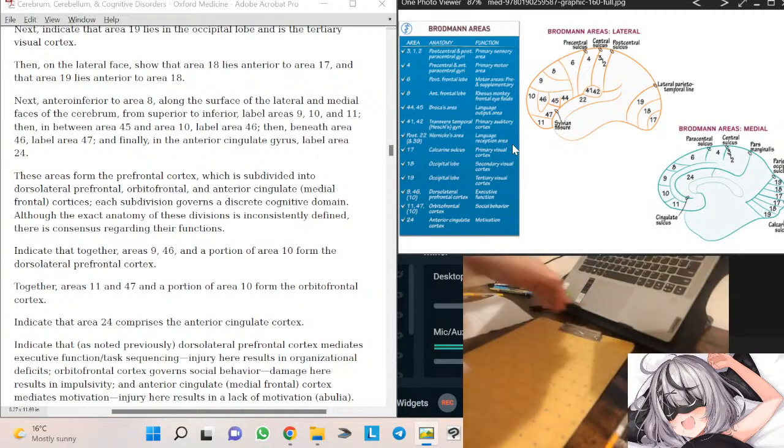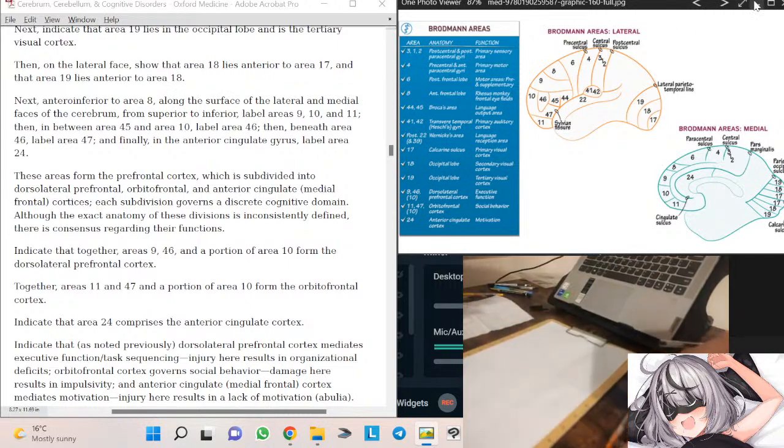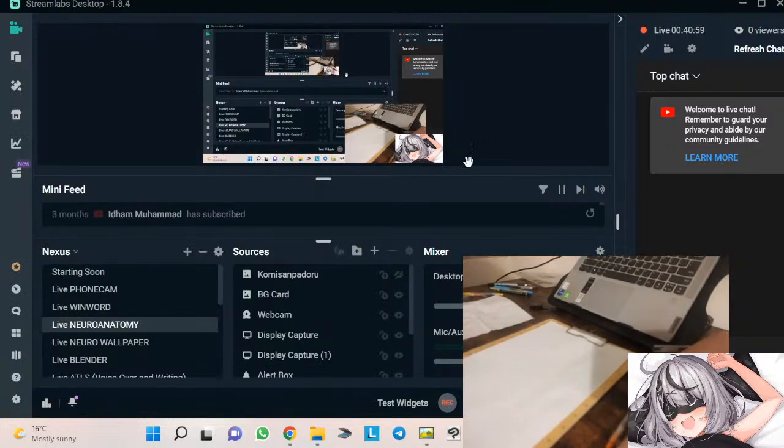Okay, I will attempt to draw it from memory now. So I will turn this off and turn this off. Okay, let me see if I can pass through this.